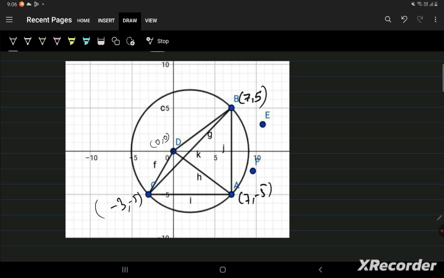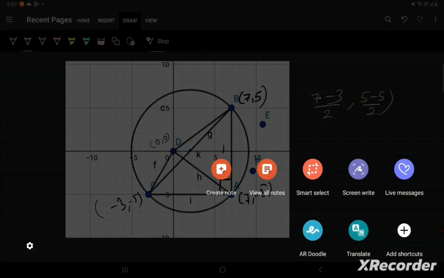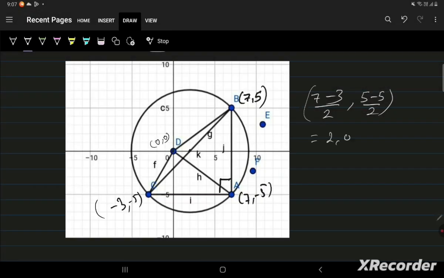Interestingly, we get ABC as a right triangle. We know that a right triangle has a circumcircle with circumcenter at its midpoint of the hypotenuse. So the circumcenter will be 7 plus minus 3 by 2 comma 5 minus 5 by 2, which will come out to be 2 comma 0. Thus this point K is 2 comma 0. Now we already investigated that DK is nothing but Vc into tau, which is equal to 2. Vc is equal to 2 meters per second. First thing we get.